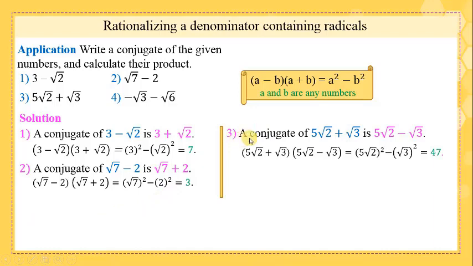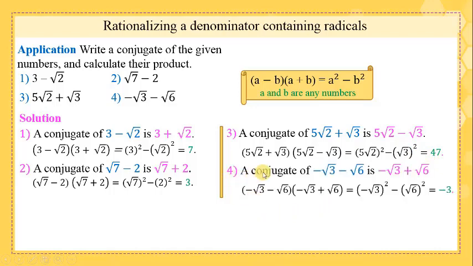Number 3. A conjugate of 5 radical 2 plus radical 3 is 5 radical 2 minus radical 3. Their product, apply also the third remarkable identity. We get (5 radical 2) squared minus (radical 3) squared. This is equal to 47.